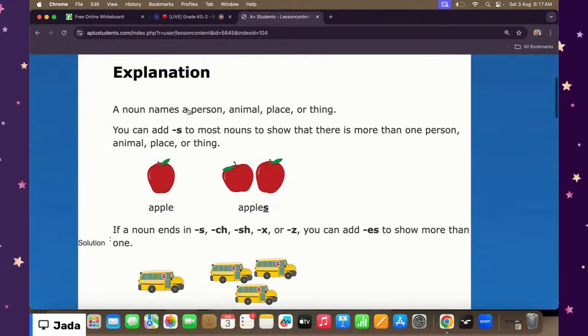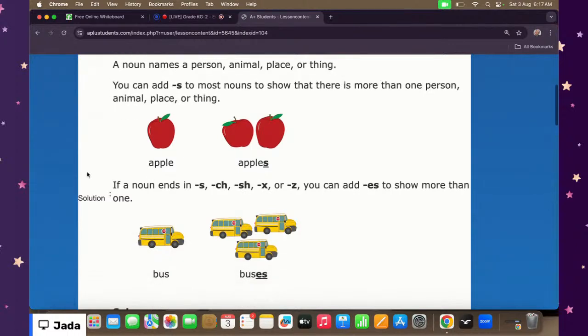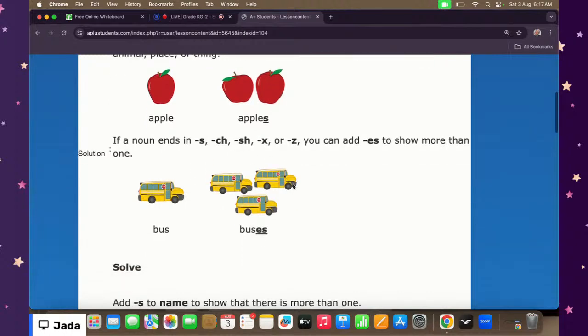Now we have noun is the name of a person, animal, place, or thing. Of course, we know what the noun is naming. It's naming the name of a person, animal, place, or thing. All right. And then remember what we said in the previous one. You add s to the plural, but for the singular you do not add s or anything. Okay. So that's it. All right.